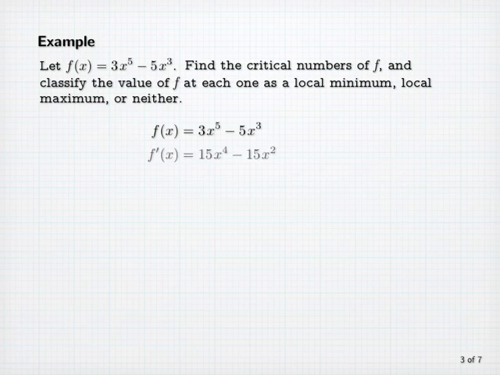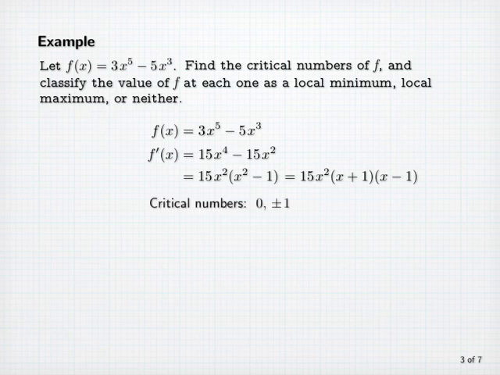So let's take the derivative using the power rule. f prime of x equals 15x to the fourth minus 15x squared. This factors into 15x squared times x squared minus 1, which factors further into 15x squared times x plus 1 times x minus 1. Now f prime of x is defined for all x, and it equals 0 when x is equal to 0, negative 1, and plus 1. So those are the critical numbers.